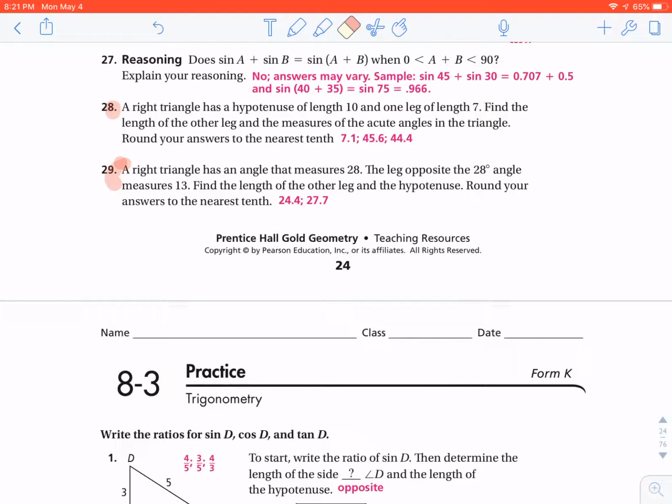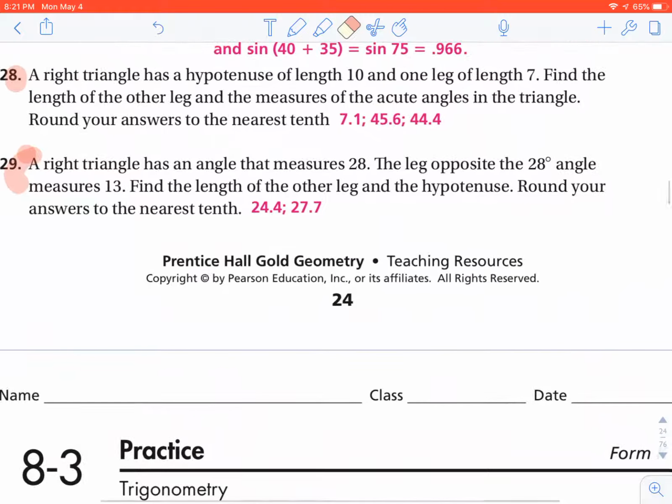This video is numbers 28 and 29 on 8-3 form G. We're going to start obviously with 28. A right triangle has a hypotenuse length of 10 and one leg length of 7. Find the length of the other leg and the measures of the acute angles in the triangle. Round your answer to the nearest tenth.